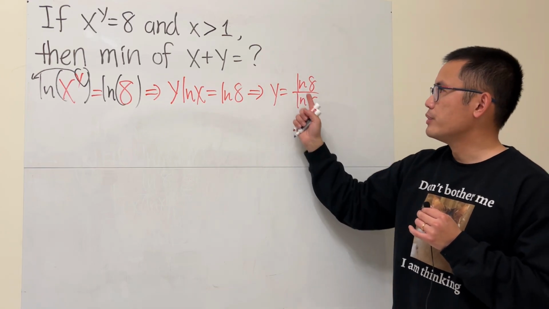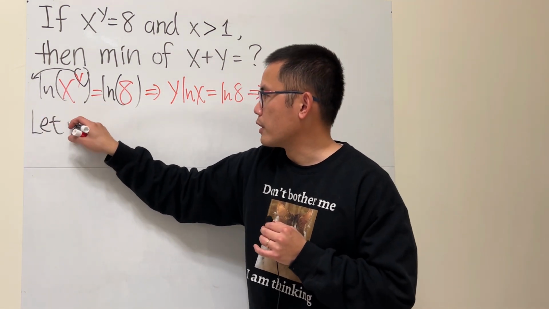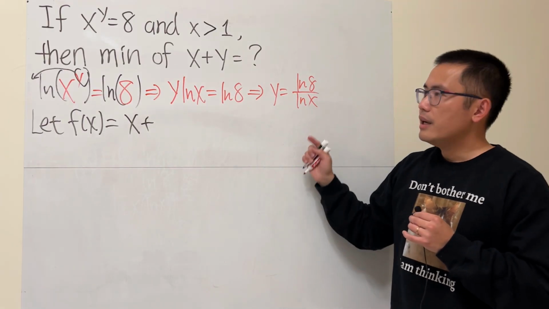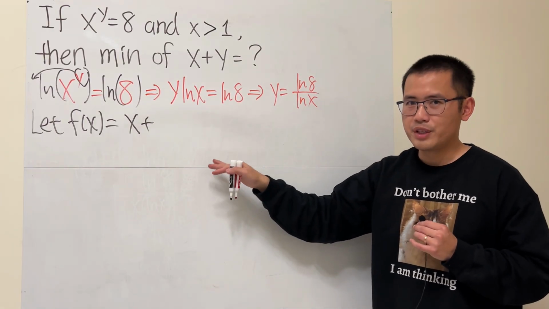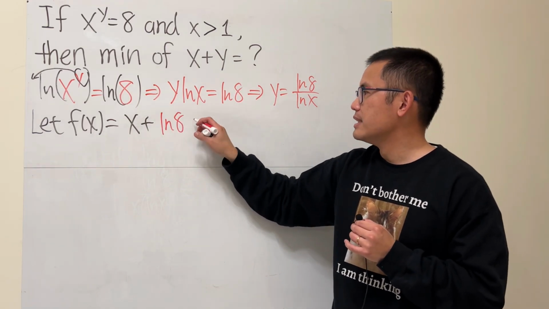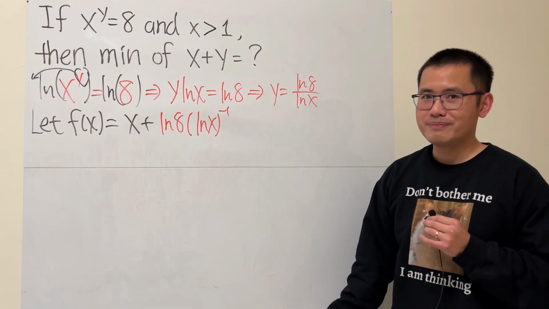And now I'm going to put that right here. And I'm just going to call the result to be our function f of x. So we have x plus, and you know, we are going to take the derivative pretty soon, right? So I'm going to write this as ln 8 times ln x raised to the negative 1 power.